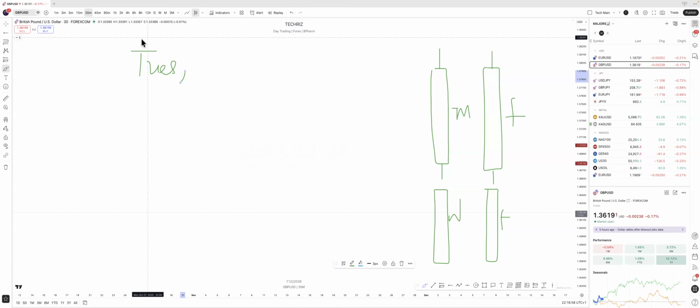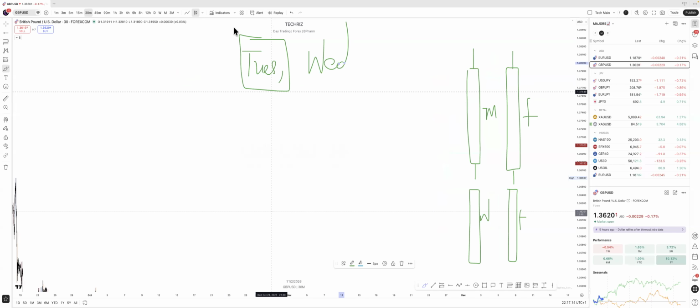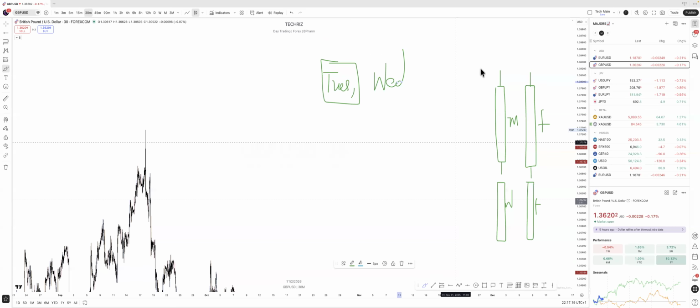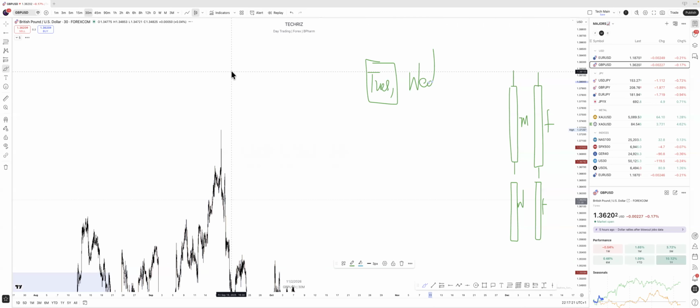But if Tuesday does not manipulate Monday, or Tuesday goes ahead to create a new range, Wednesday is allowed to manipulate Tuesday. So with that, we can infer that the most probable high of the week happens on Tuesday.